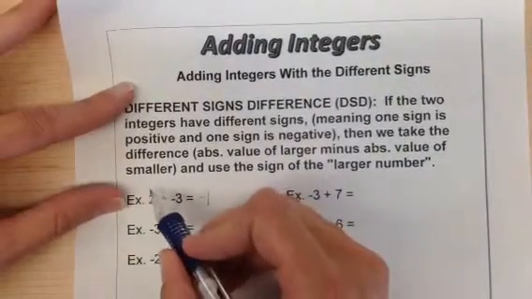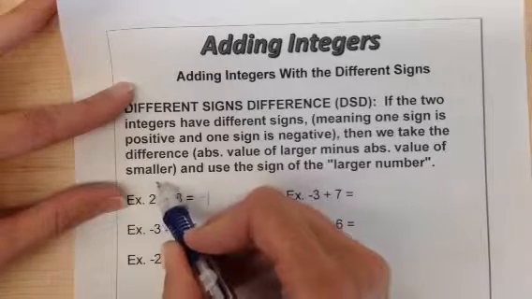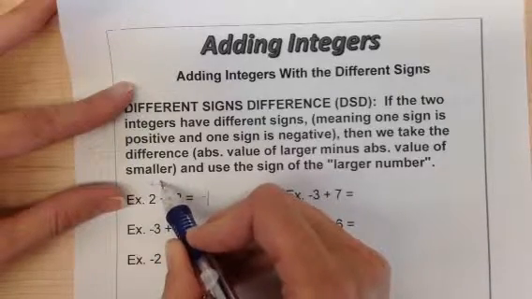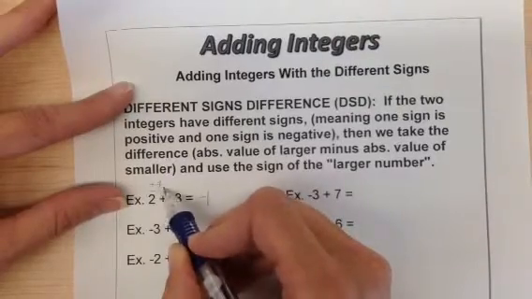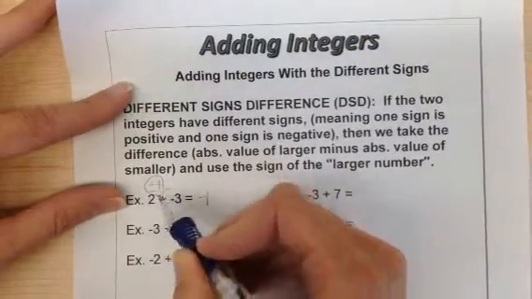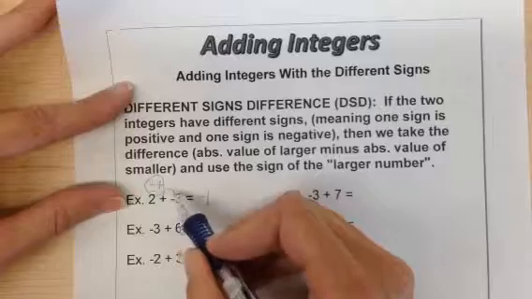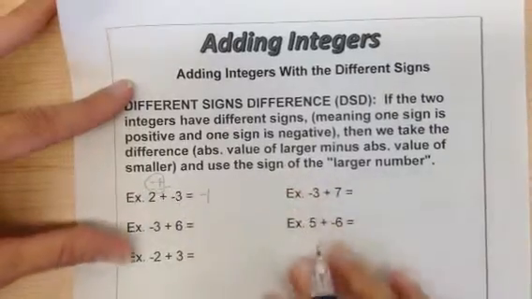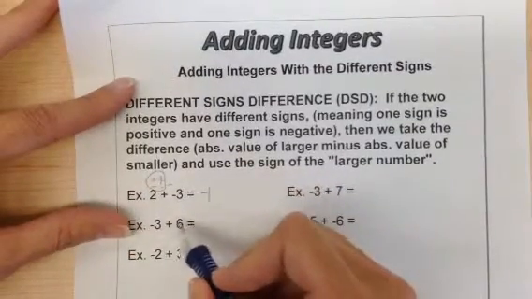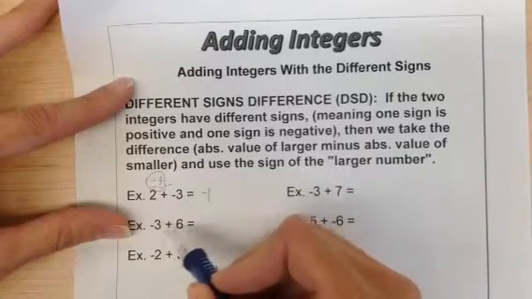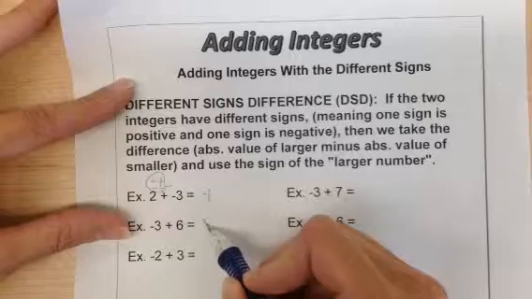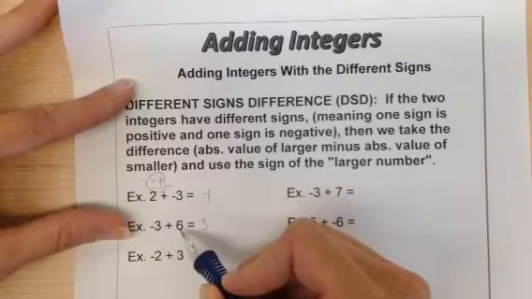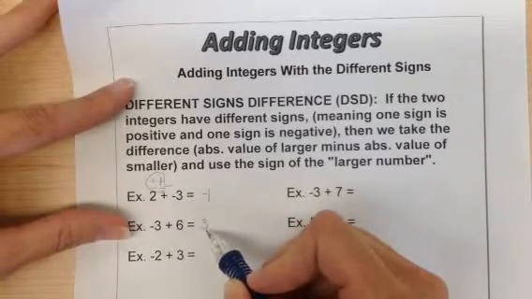You could also do this with plus minuses. We have 2 positives. We have 3 negatives, 1, 2, 3. And I know that a positive and a negative are additive inverses, and I'm left with a -1. Okay, so 1 negative. This one, different signs difference. I have a positive and I have a negative, so I'm going to take the difference. 6 minus 3 is 3. And the 6 is the bigger number and it's positive, so that means I have 3 positives.